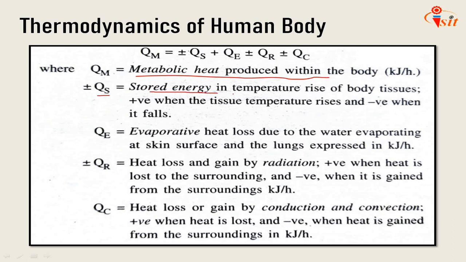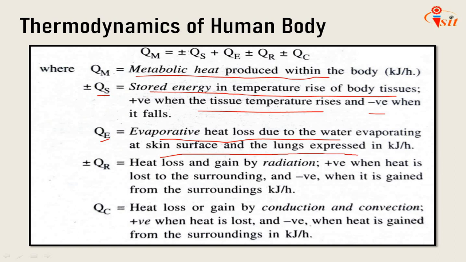Qs is stored energy in the temperature rise of the body tissue, positive when tissue temperature rises, negative when it falls. Qe is evaporative heat loss due to the water evaporating at the skin surface and the lungs, which is expressed in kilojoule per hour.